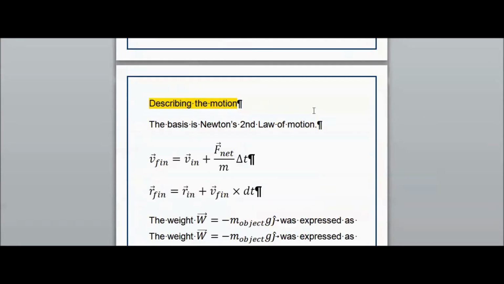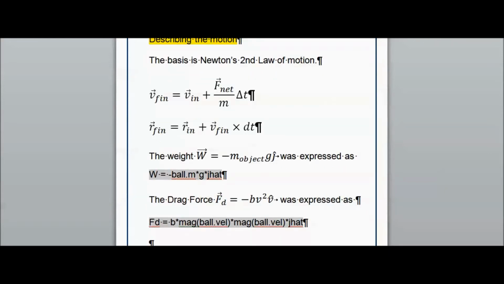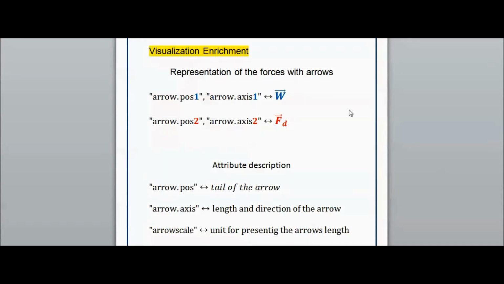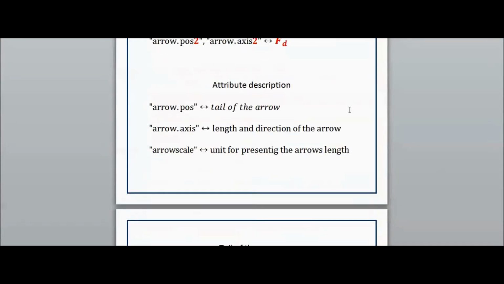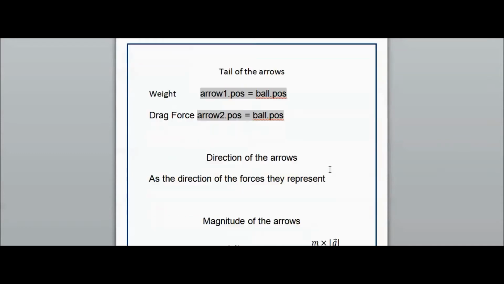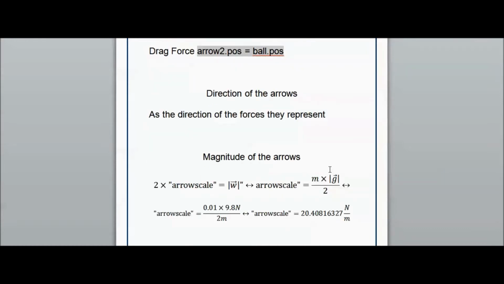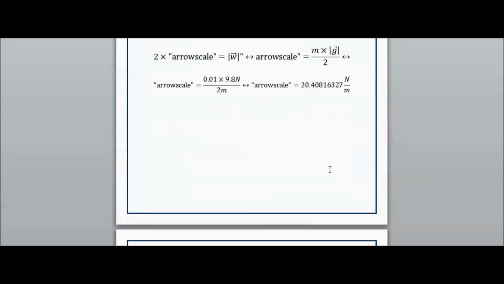The models are based on Newton's second law of motion, and I used the shown expressions for the weight and for the drag force. I represented the weight and the drag force with arrows. The tail of the arrows was set at the position of the crumpled paper. The direction of the arrows was set the same as the direction of the forces they represent. The arrow scale was chosen so that the magnitude of the weight be twice the arrow scale. Finally, we have the shown assignments.